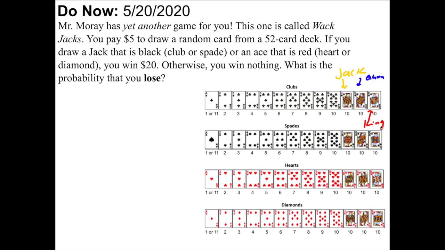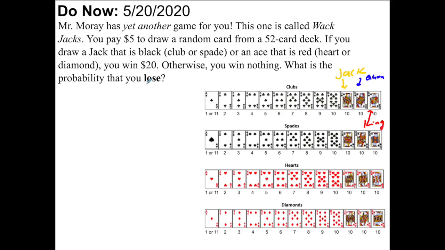So here's the situation, I guess we could say. If you draw a jack that is black, so it's a club or a spade, or an ace that is red, a heart or a diamond, you win $20. Otherwise, you win nothing. What is the probability that you lose?